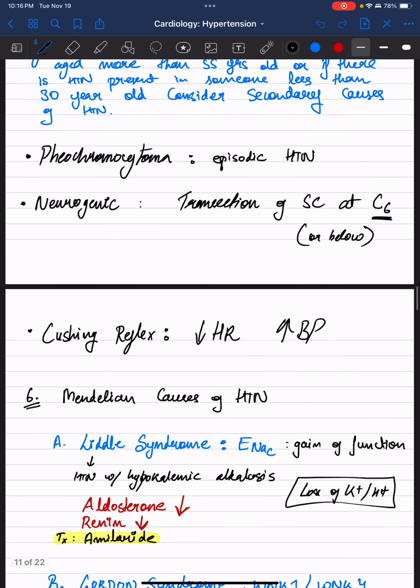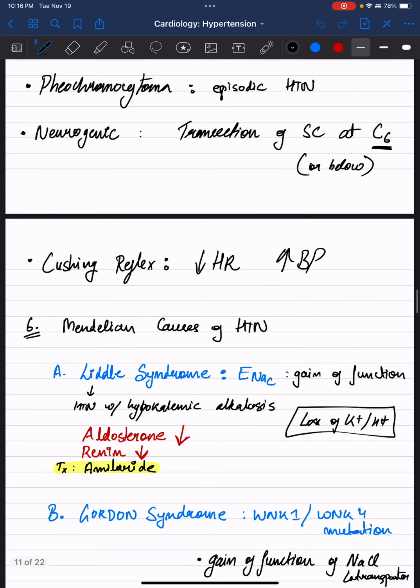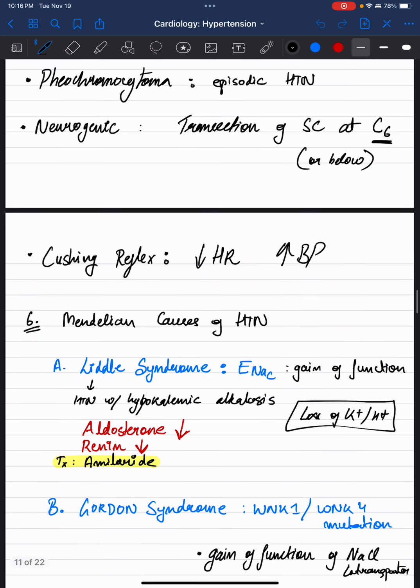The neurogenic cause can be a transection of the spinal cord at C6 or below. And what is Cushing reflex? So a decrease in heart rate and increase in BP is known as the Cushing reflex.